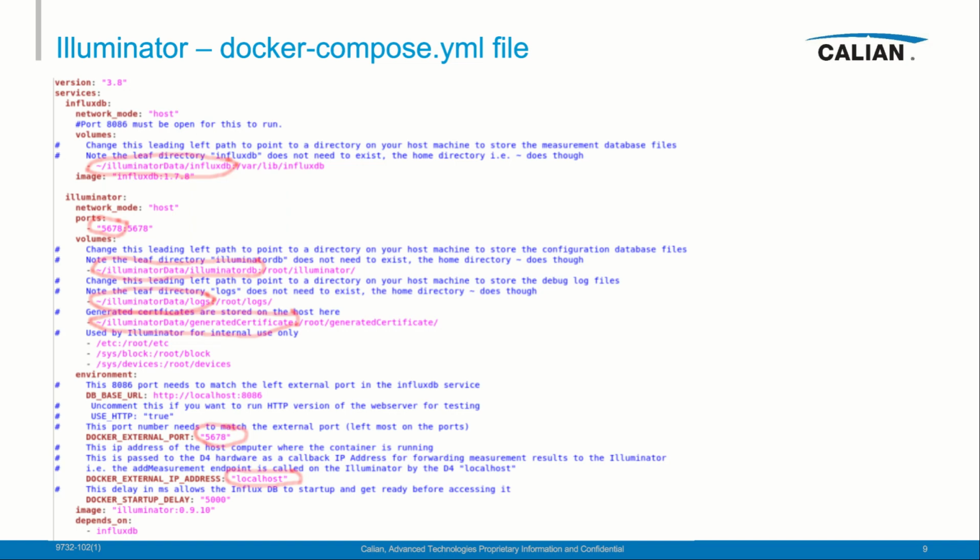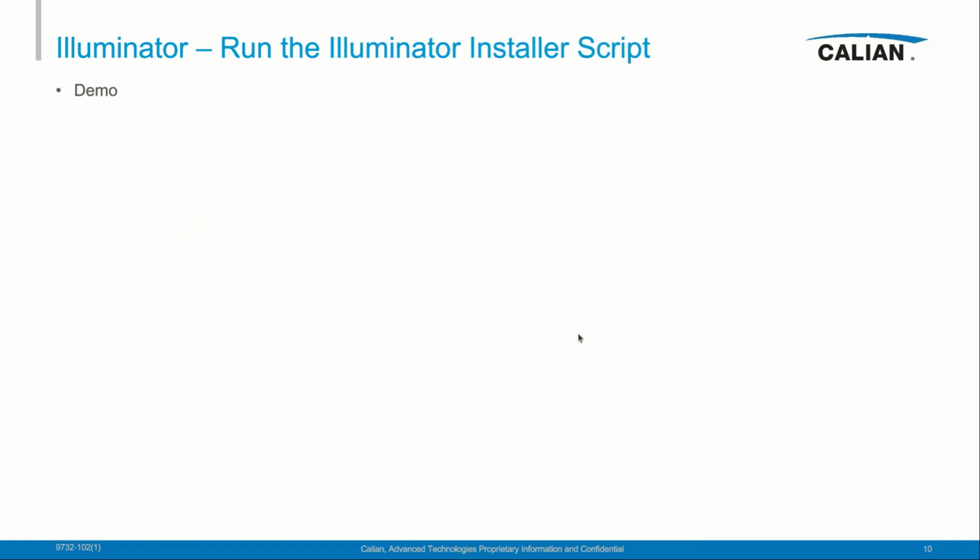And the Docker external port is the next circle at the bottom. That's 5678. And the one that's quite important is the Docker external IP address. This is the IP address of your host computer, and it's passed into the D4 systems when your carrier monitoring is started, and that way it's a callback IP address. So all of the measurement results that the D4 measures will get called back and sent back to the central Illuminator site.